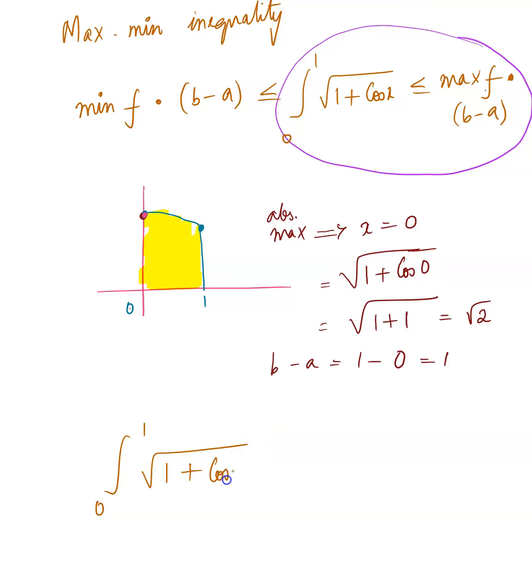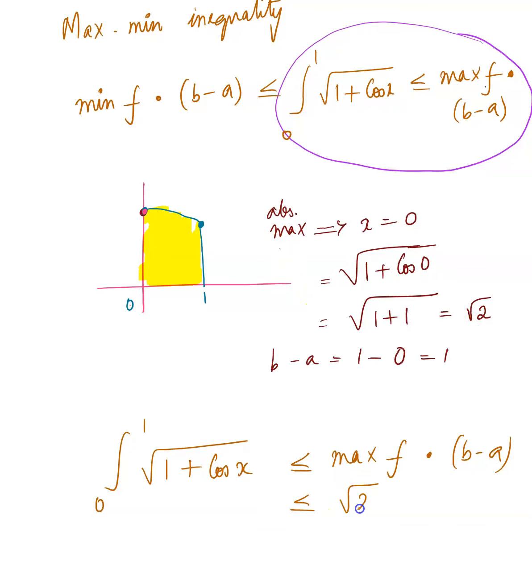So if I come back here and write my inequality, just the right inequality, and if I substitute the maximum value, absolute maximum happens at 0 and the value is root 2 times 1, less than or equal to the other. And hence we have shown that the value of this definite integral is less than or equal to root 2.